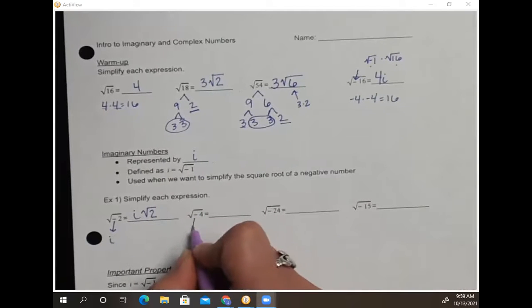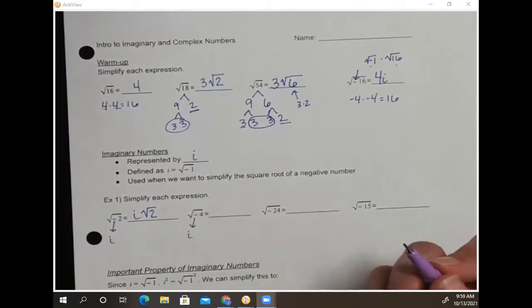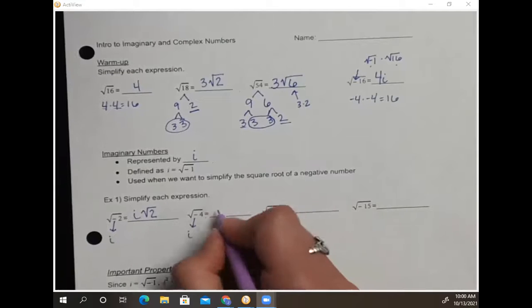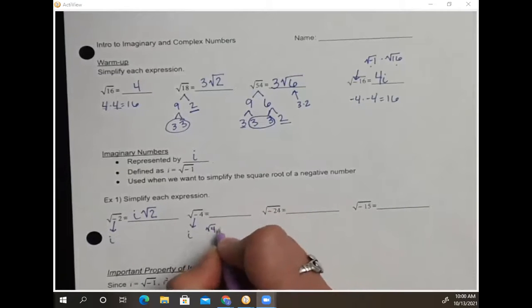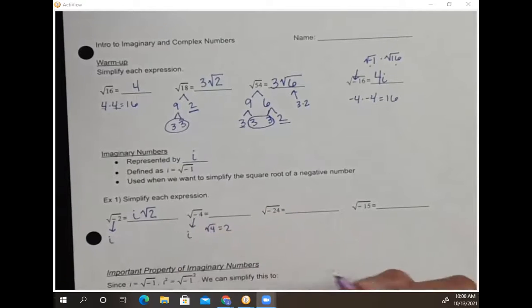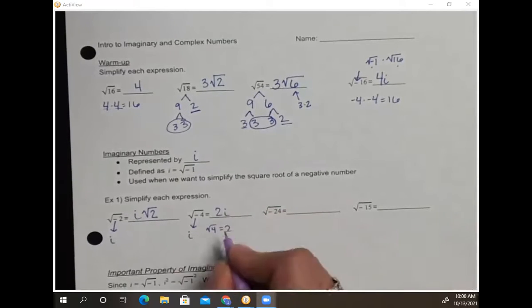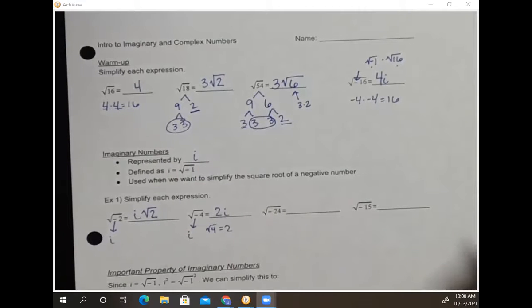If I take a look at my next example, because it's got a negative, taking the square root of a negative, I know it'll be something with an i. Can we simplify the square root of 4? It's 2. So the square root of 4 is equal to 2. The square root of a negative number is going to be imaginary. So we get 2i here.